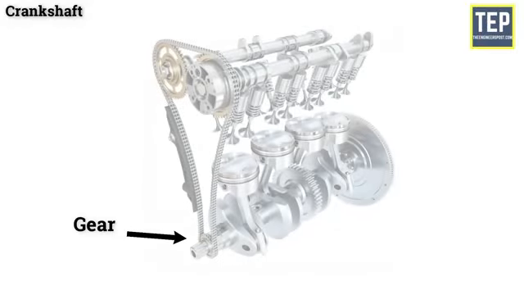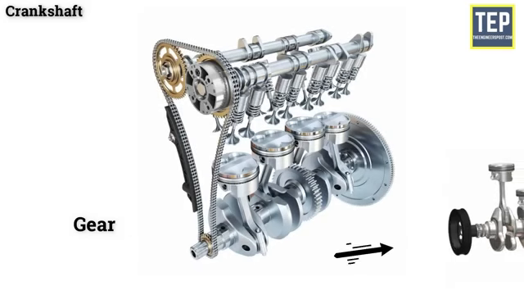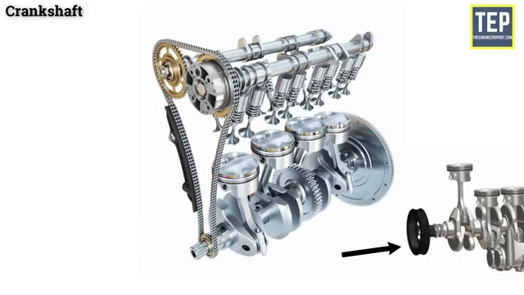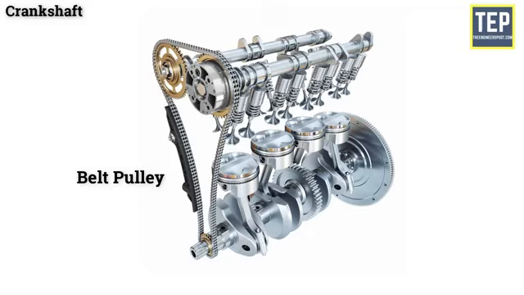The front end of the crankshaft carries 3 devices. They are a gear that drives the camshaft, the vibration damper to control torsional vibration, and the fan belt pulley. This pulley drives the engine fan, water pump, and generator with a V-belt. The rear end of the crankshaft carries the flywheel. The flywheel tends to keep the crankshaft running at constant speed.